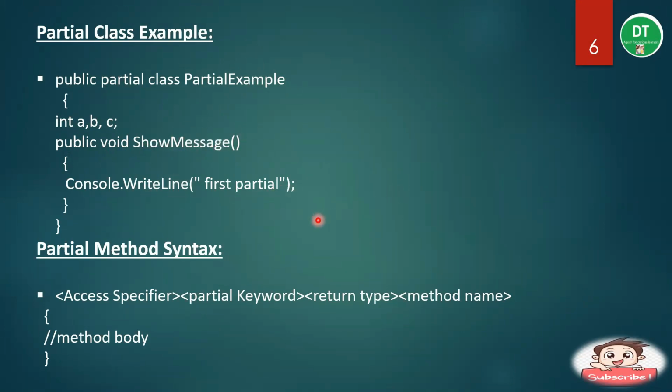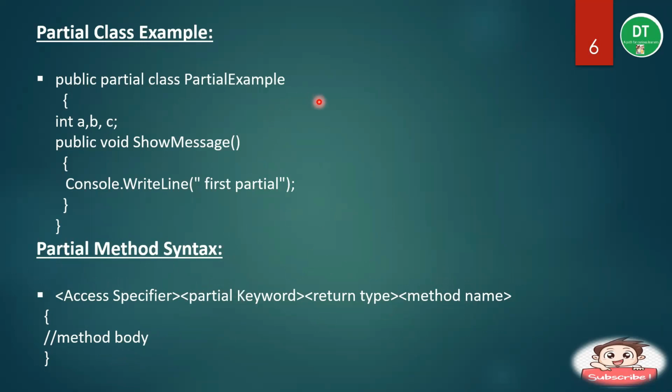Now we'll see the syntax of the partial method. The partial method syntax will come access specifier. So by default it is private. Then after that partial keyword will come, then return type will come, which is always a void, and the method name will come, and here method body will come in the curly braces.